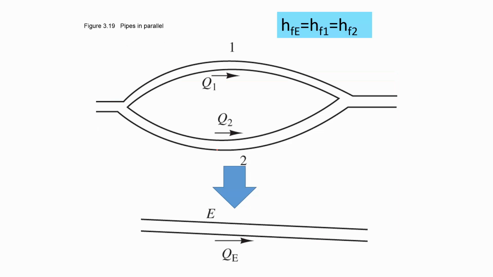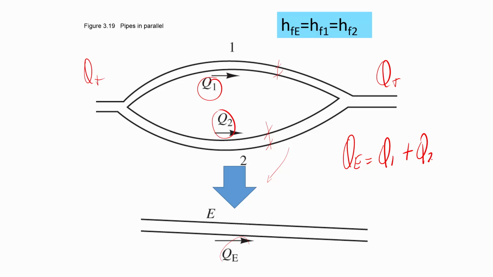Now let's take a look at pipes in parallel. I have Q1 and Q2. So here I have a total Q, and we don't know that Q1 and Q2 have the same flow rate. It can be different, it can be the same. You can have same diameter pipes or different diameter pipes, but in either situation, what we want is to have an equivalent pipe that has an equivalent flow rate. That then will be equal to Q1 plus Q2.